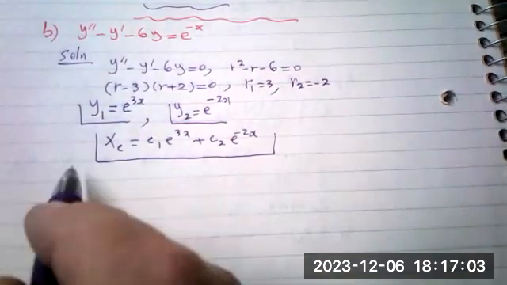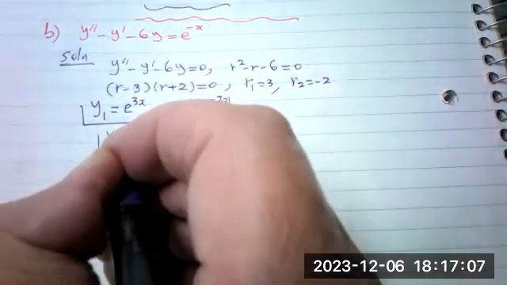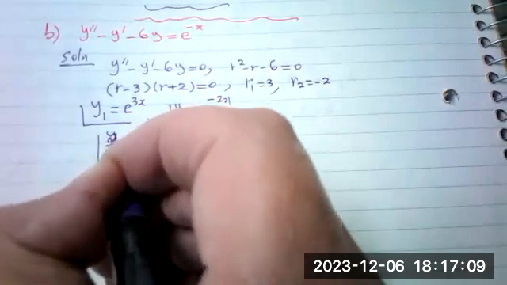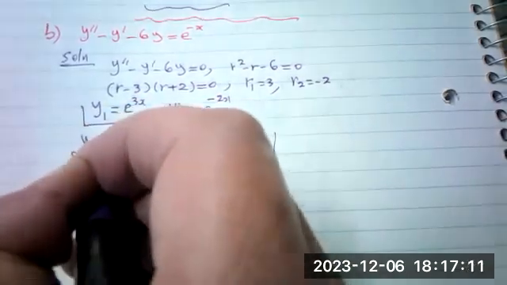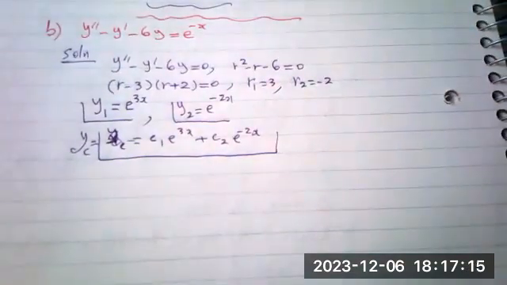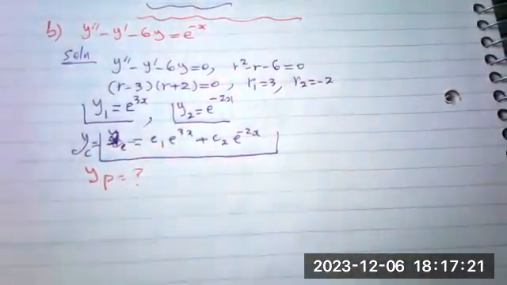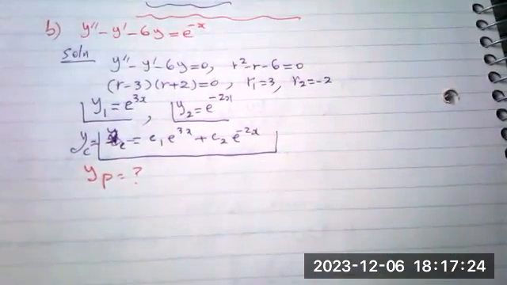That's yc. yc is c1 e to the 3x plus c2 e to the negative 2x. Now we need a particular solution. The particular solution is going to be yp. This can be done also with the undetermined coefficients, but you may not use that here; you have to use the method of variation of parameters. So you have to follow that.